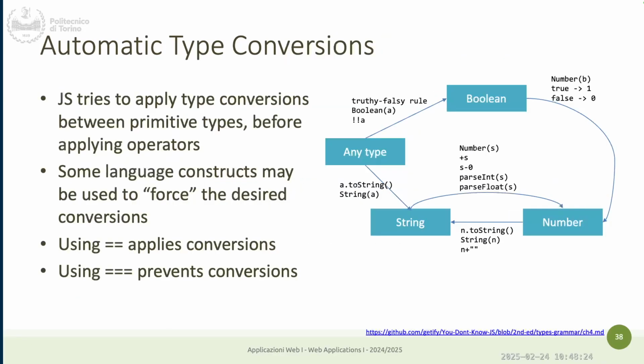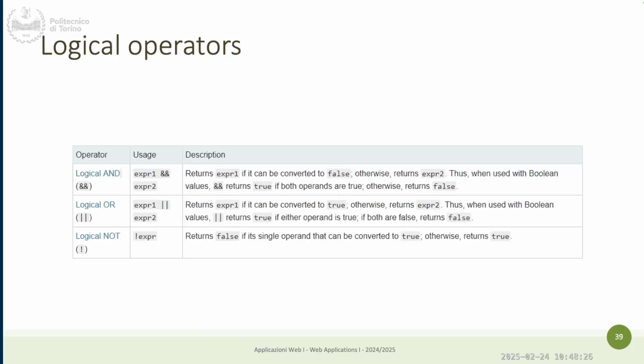One is logical operators, which are very often used also as a shortcut for control structures. For example, an AND operator, expression 1 and expression 2: we imagine that expression 1 and expression 2 should be Boolean values, okay? And so we apply the Boolean truth table to them. Actually, it's more powerful than this, because if you read the definition, it says that it returns the first expression if it can be converted to false, if it's falsy, as in the definition that we had before. Otherwise, it returns expression 2.